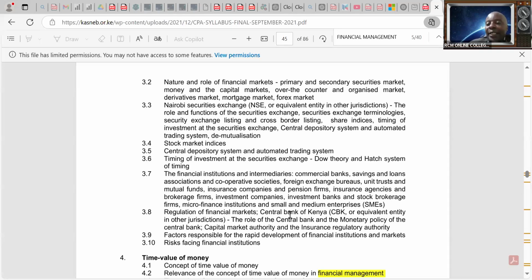Regulation of financial markets: Central Bank of Kenya, or equivalent entity in other jurisdictions, the role of the central bank and the monetary policy of the central bank, Capital Markets Authority and Insurance Regulatory Authority, factors responsible for the rapid development of financial institutions and markets, risks facing financial institutions, like some banks. Look at, for example, First Community Bank. I mean, it really right now is in a big problem. So I've been able to read to you what I will be doing tonight in terms of financial management, topic number 3 from your course syllabus, course outline.